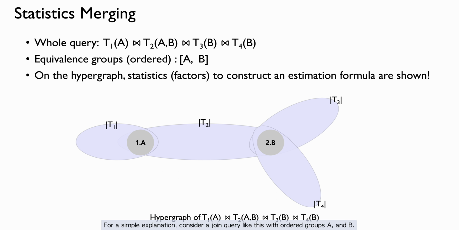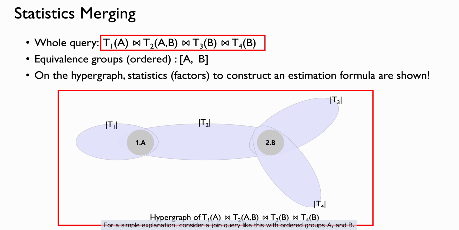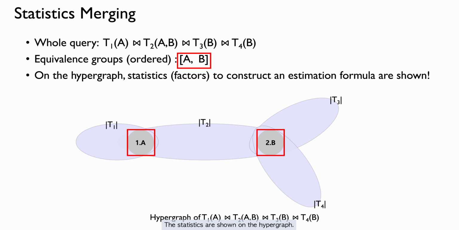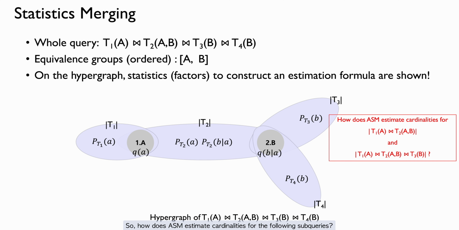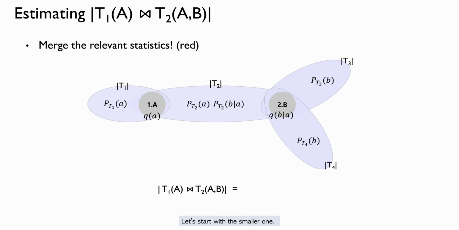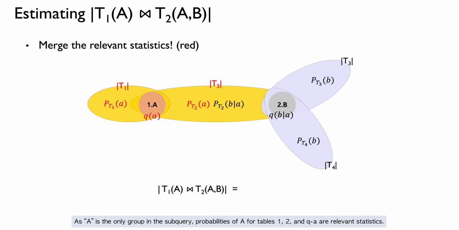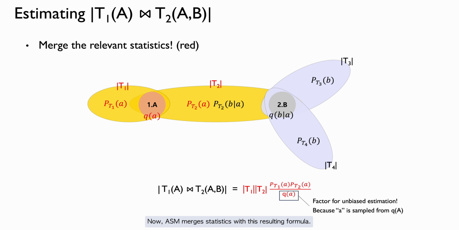To estimate cardinalities, ASM merges statistics from previous steps. For a simple explanation, consider a join query like this with ordered groups A and B. The statistics are shown on the hypergraph. So, how does ASM estimate cardinalities for the following subqueries? Let's start with the smaller one. As A is the only group in the subquery, probabilities of A for tables 1, 2, and 3 are relevant statistics. Now, ASM merges statistics with this resulting formula.